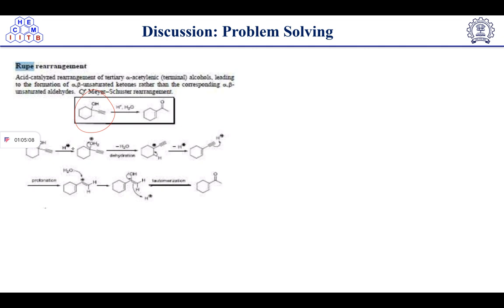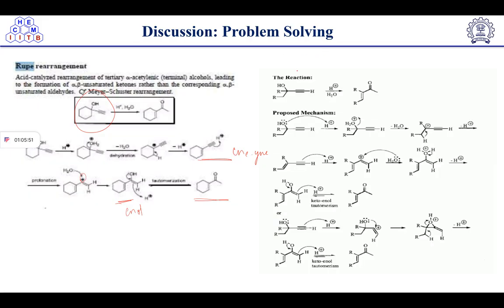Okay, so we'll see the mechanism here. First protonation we have to do. It will become H2O, which is a good leaving group. Then after the good leaving group elimination, we'll get carbocation generation over here. Then deprotonation will take place and a double bond will come over here. We'll get this enyne intermediate, correct? After this, protonation will take place, and the protonation will make this carbocation, which will be trapped by water to form the hydroxy group at the second position. Now, this is the enol form. We know that keto-enol tautomerization will result in the formation of a ketone, which is alpha beta unsaturated.